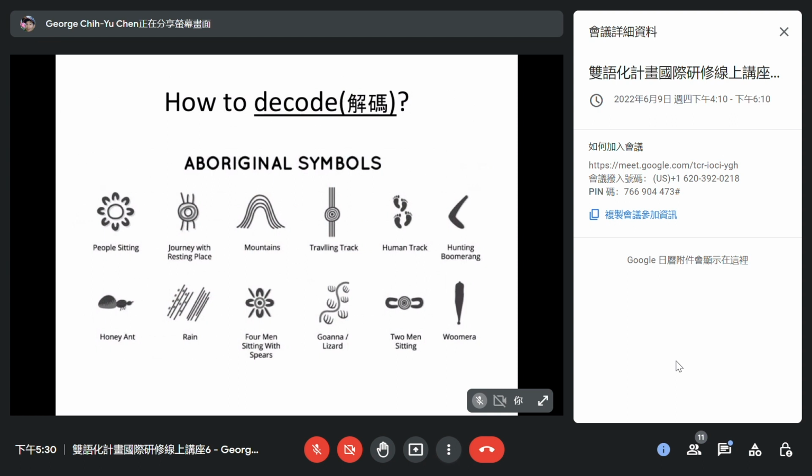Again, there are a lot more symbols used in their painting. So this is just giving you some example. So next time when you go to the museums in Sydney, look at indigenous painting closely and enjoy the symbolism used in their design.